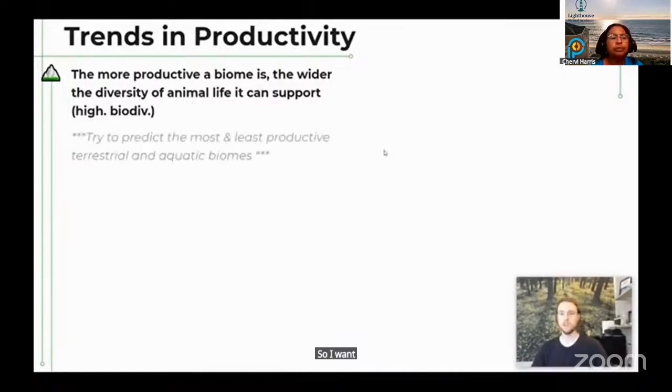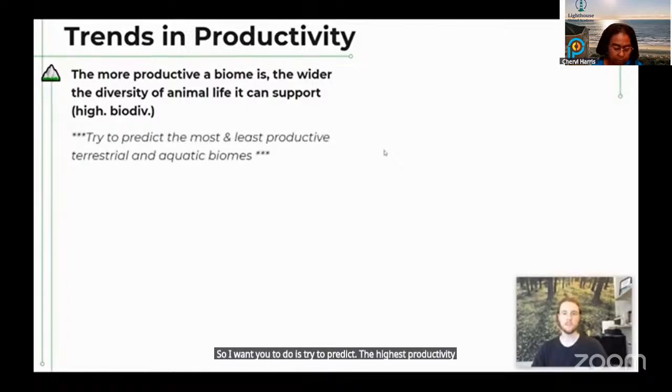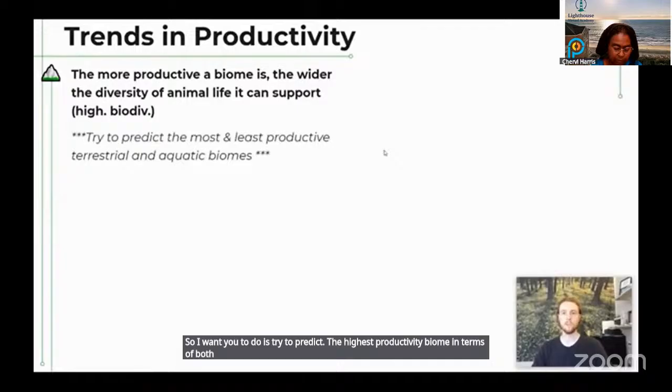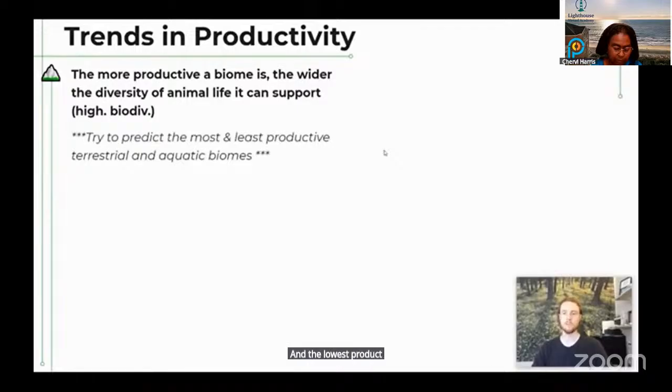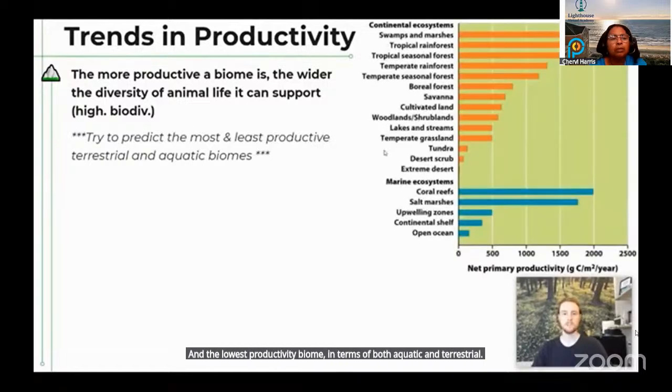So what I want you to do is try to predict the highest productivity biome in terms of both aquatic and terrestrial, and the lowest productivity biome in terms of both aquatic and terrestrial. So take a look at this chart now here and see how you did.